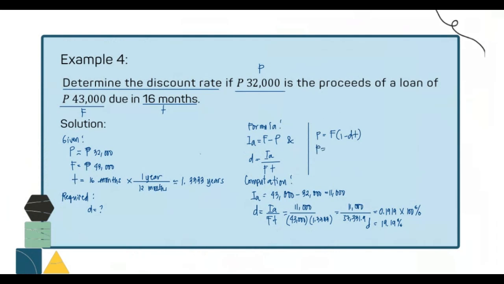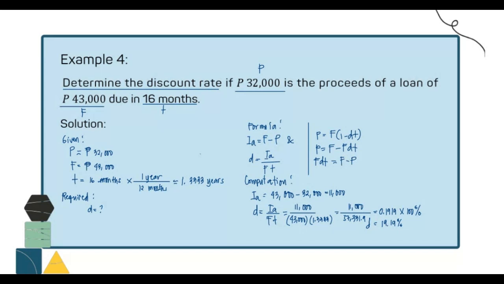So kung i-simplify natin, i-distribute natin si F to each of the terms, so it would be now F minus F dt. And the goal is to isolate yung ating D because that's the value that we are looking for. So if we do that, we are going to transpose F dt to the other side of the equation and then also P to the other side of the equation. So if we do that, it would be F dt is equal to F minus P.